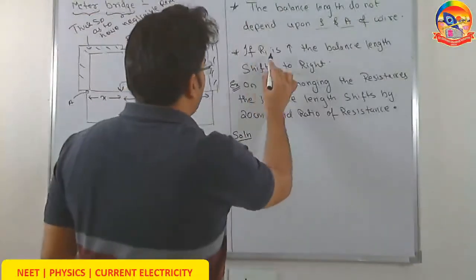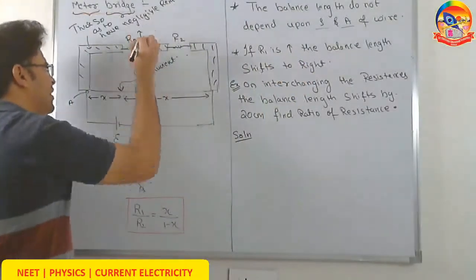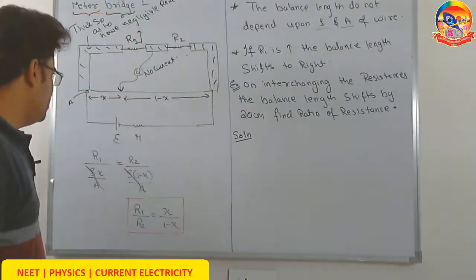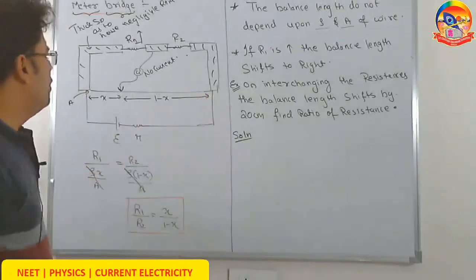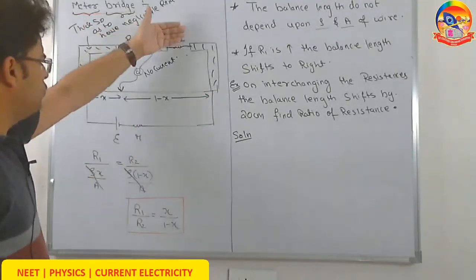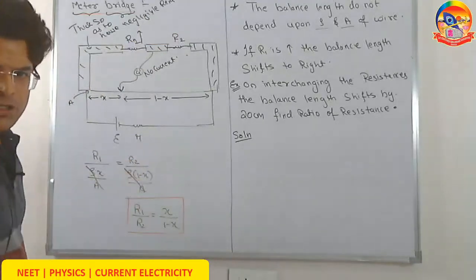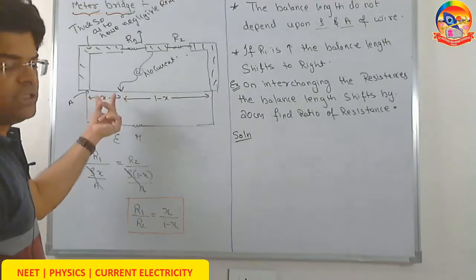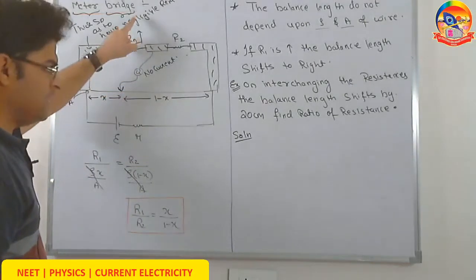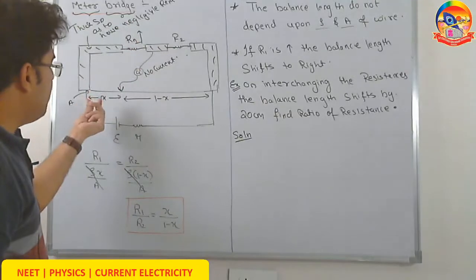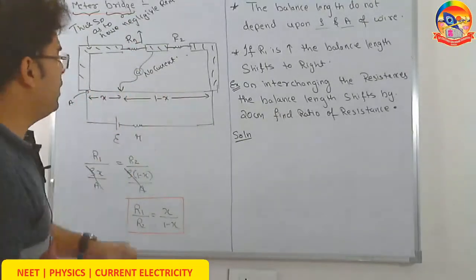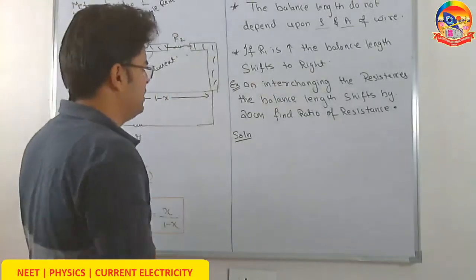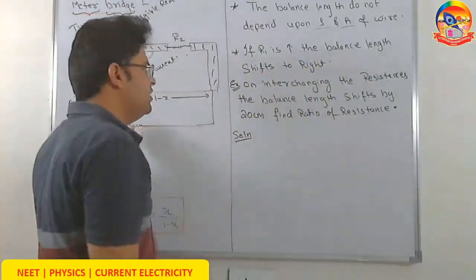Second, if R1 is increased, if you increase this resistance, keeping R2 constant, the balance point will shift to left or right. Notice that this resistance by this resistance has to be equal to that by that. This ratio has to be constant. When you increase R1, the resistance of this much part should also increase, so that the ratio remains constant. So when R1 increases, the balance point shifts towards right. Remember that. If R2 increases, the balance point shifts towards left. Okay. This is the second point. If R1 increases, the balance point shifts to right.